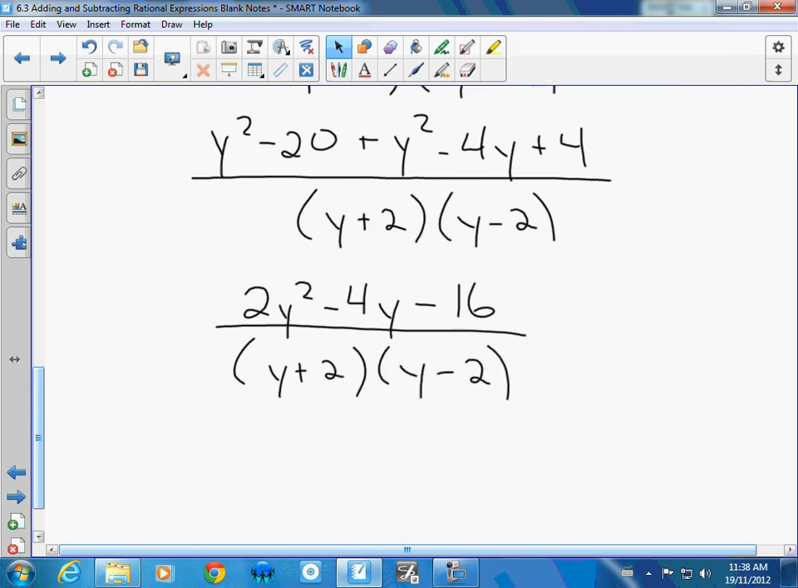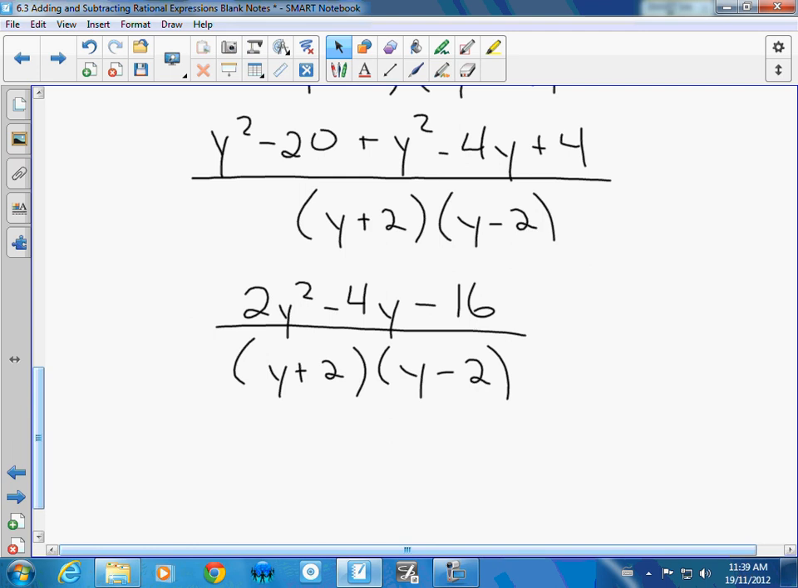Hey, look what you got on the top there, by the way. You got a trinomial. What do you always do with trinomials? What do you always try? Factor them. But before, in this case, before you factor it into 2 binomials, what do you also notice? There's a GCF, greatest common factor.